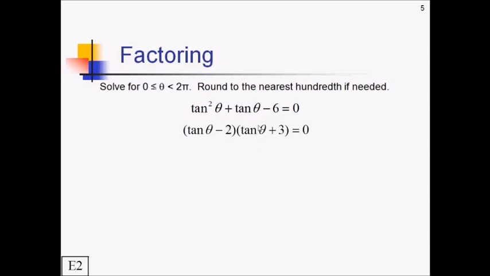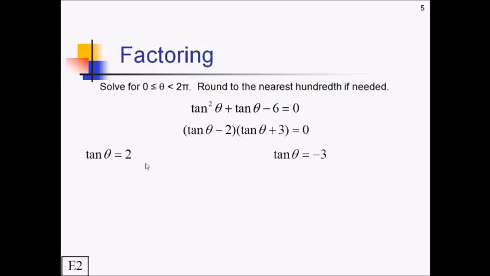So setting each of these equal to 0 now and solving, we can say if tan of theta minus 2 equals 0, then tan of theta equals positive 2. And if tan of theta plus 3 equals 0, tan of theta equals negative 3. So these are our two branches that we're now going to go ahead and solve. Feel free to pause the video and pick up at this point if you didn't get this far.